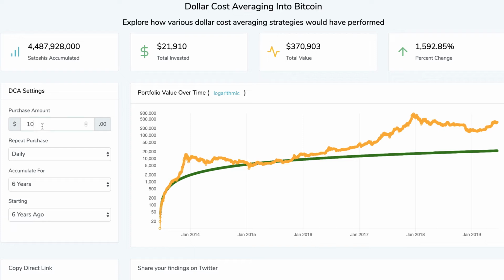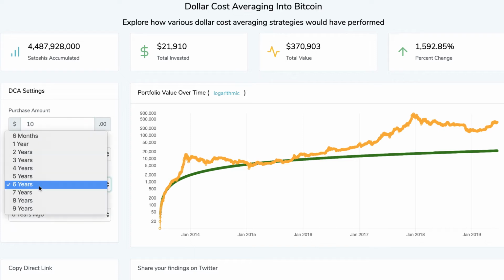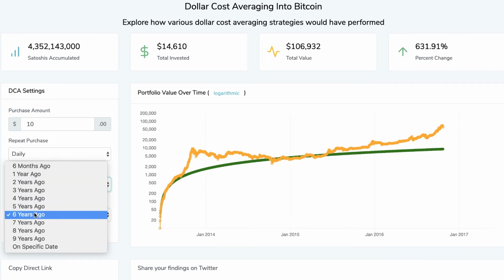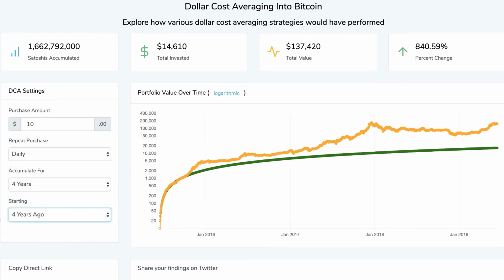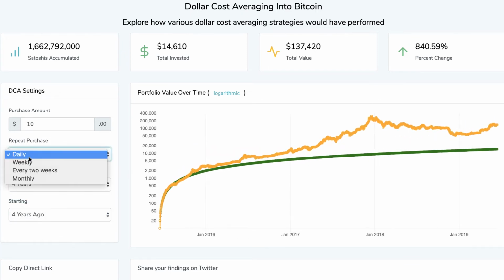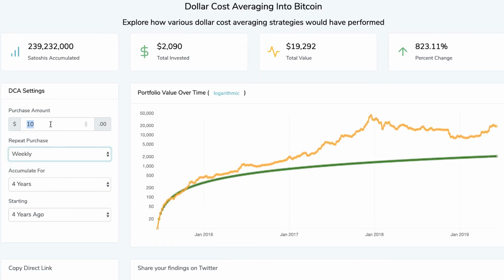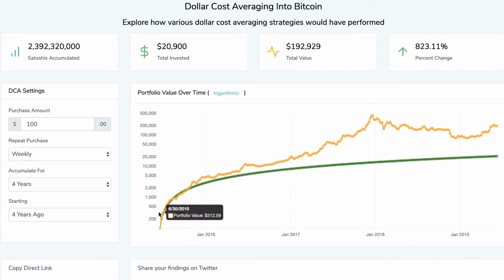So here, what you could also do is change this to 4 years ago, accumulating for 4 years, and then change this to weekly. Let's say I've got a budget of $100 US I can put in weekly. That means after 4 years, I have invested $20,900 US, and the percent change is 823%, which is fantastic compared to other investment classes.